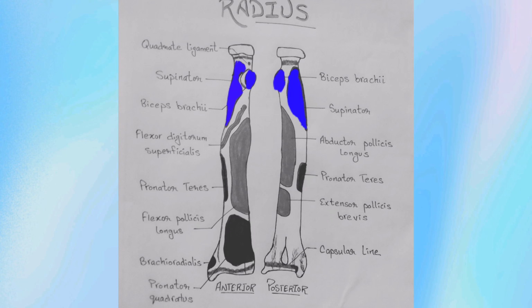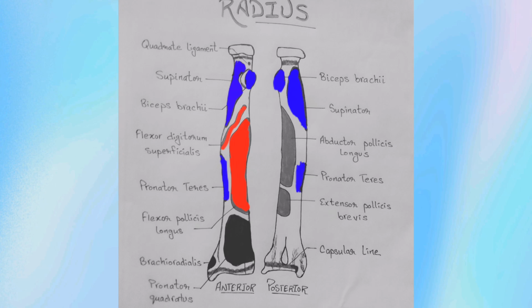Supinator muscle. This muscle inserts onto the upper part of the lateral surface of the radius and helps in supination of the forearm. Flexor pollicis longus originates from the upper two-thirds of the anterior surface of the radius and flexes the thumb. Flexor digitorum superficialis. The radial head of this muscle originates from the anterior oblique line. This muscle flexes the middle phalanges of the fingers.